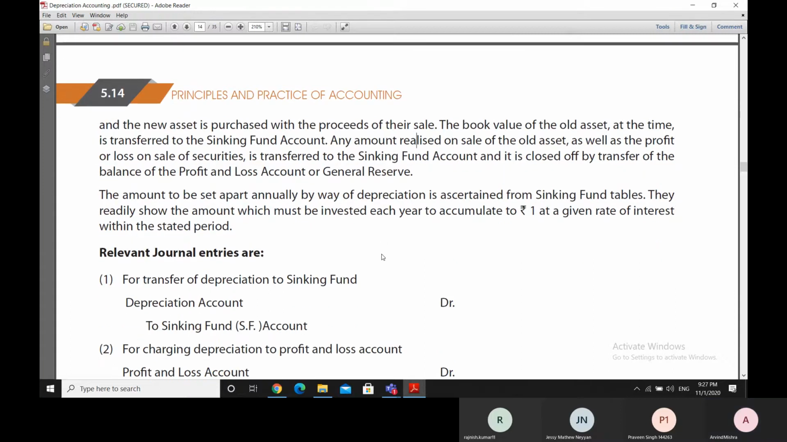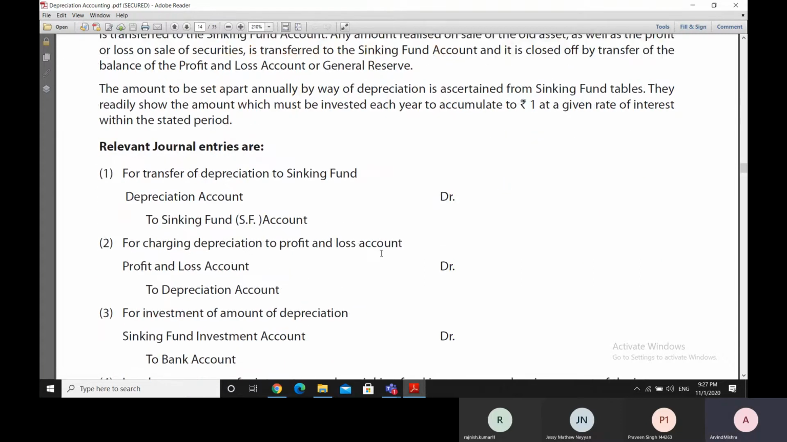Now, what are the relevant journal entries to be made here? First of all, we transfer the depreciation to the sinking fund by debiting the depreciation account and crediting the sinking fund account. Then the depreciation that we have debited in the depreciation account, we credit with the same amount, and we debit the profit and loss account, by which we are transferring the depreciation into the profit and loss account.